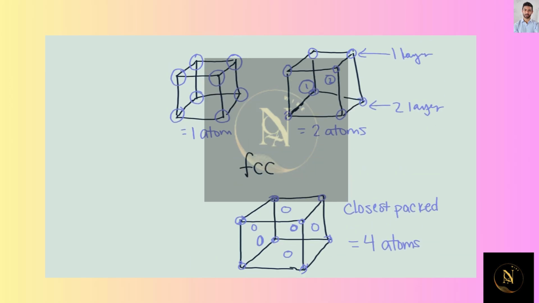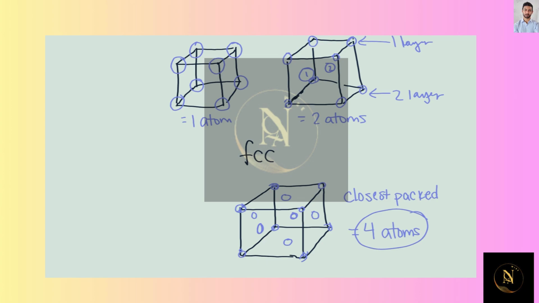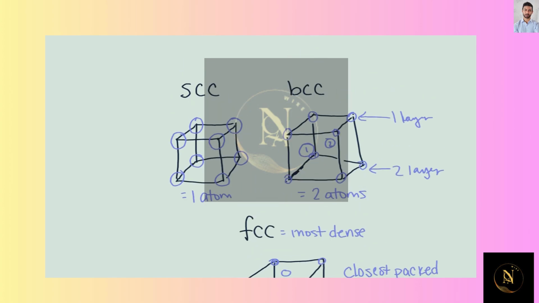So since the face-centered cubic has the most atoms per unit cell, this structure is going to be the most dense, right? We have the most amount of atoms packed into one cell. Then on the flip side, right, the simple cubic is going to be the least dense, right? Because it only has 1 atom. It has the least amount of atoms in one unit cell. So it's going to be the least dense.